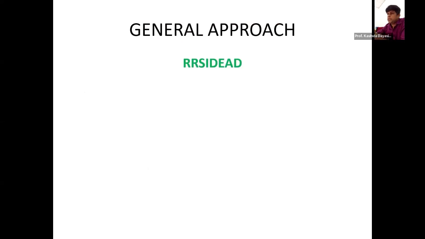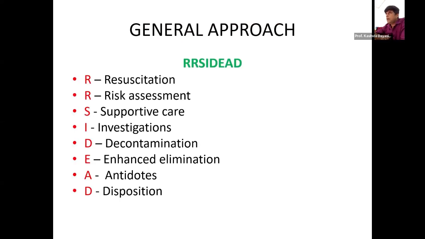If you look at the general approach, it's the same as for an adult. Resuscitation is the priority in any child presenting with a serious poisoning event. Resuscitation means attending to airway, breathing, and circulation. Once you have stabilized airway, breathing, and circulation, you have to do a quick risk assessment. I hope you know by now how to perform a risk assessment.